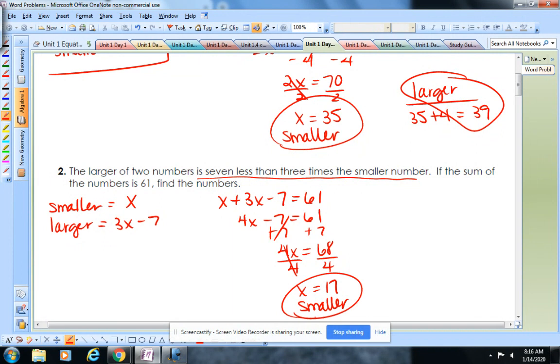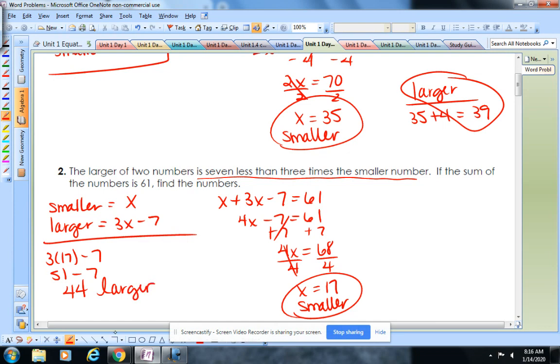How are we going to get the larger one? Yeah, the larger one is 3x minus 7. And I know x is now 17. So to get the larger one, I say 3 times 17 minus 7. Does anybody know what 3 times 17 is? 51 minus 7 is how much? 51 minus 7 would be 44, right? 44, and that's the larger one.